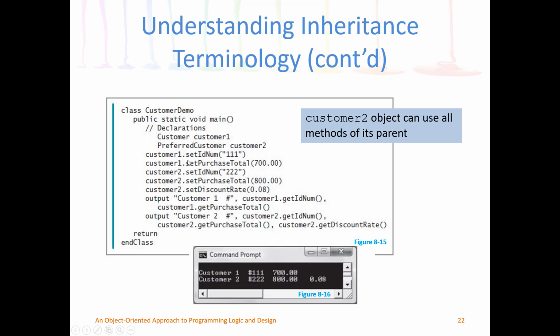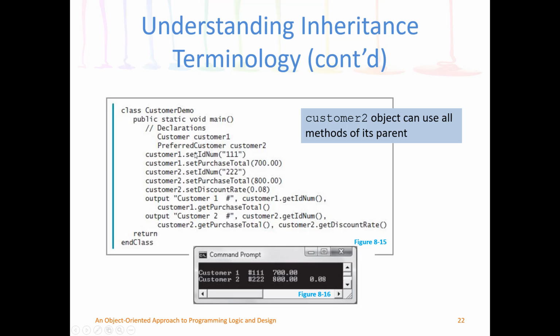I can set customer 1 to customer and customer 2 to preferred customer. And I set the ID number for customer 1. I set the purchase total to 7. For customer 2, I set the ID number. I set the purchase total to 8. And I set the discount rate to 0.08 because it has a discount rate. Then I can output customer 1, so it's 111. Their purchase total is 700, and I can also output customer 2.